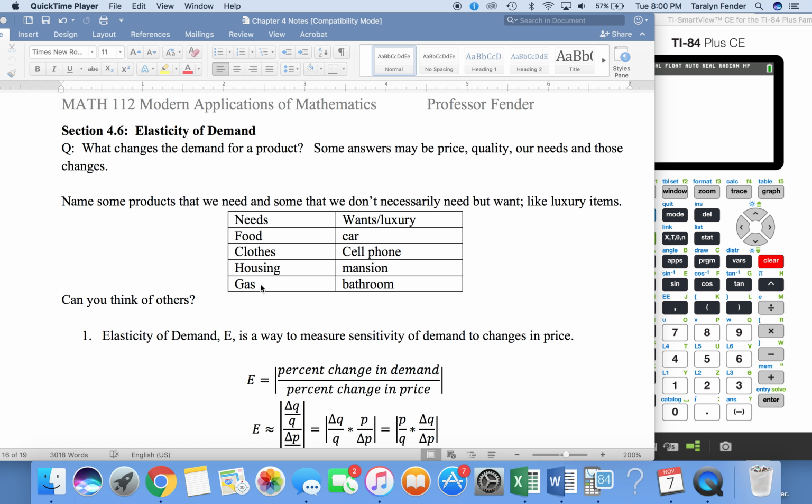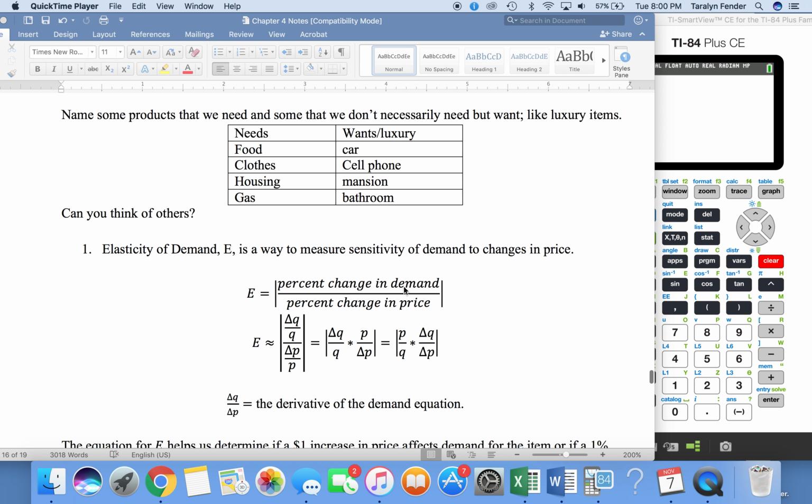Gas is, we very much need gas. If we drive a car, that is a want or a luxury. You could ride a bicycle. You don't necessarily have to have a cell phone. You don't have to live in a mansion. You do need some housing though. And honestly, you don't even need the bathroom. You could go out in the yard. Can you think of others?